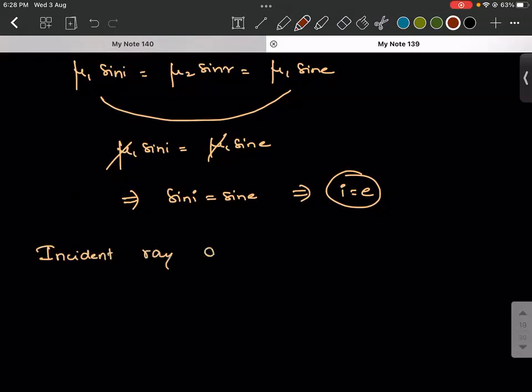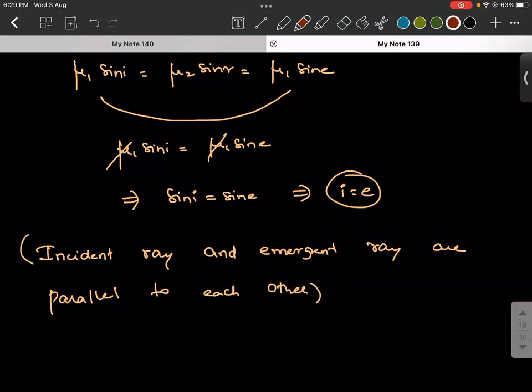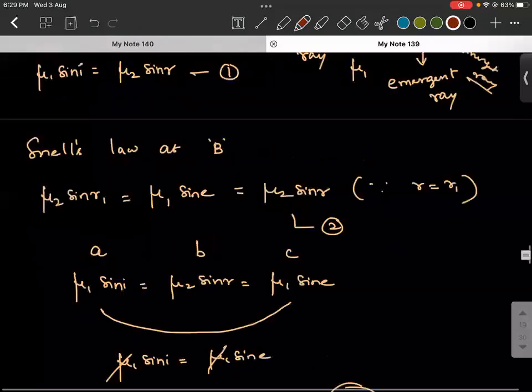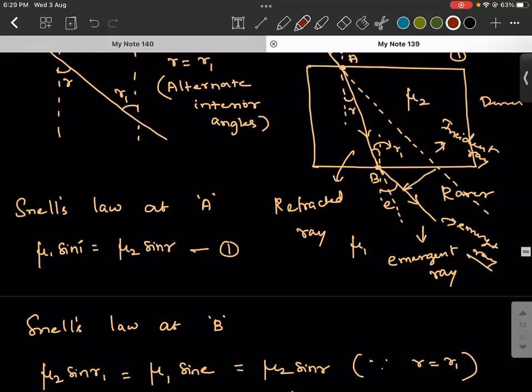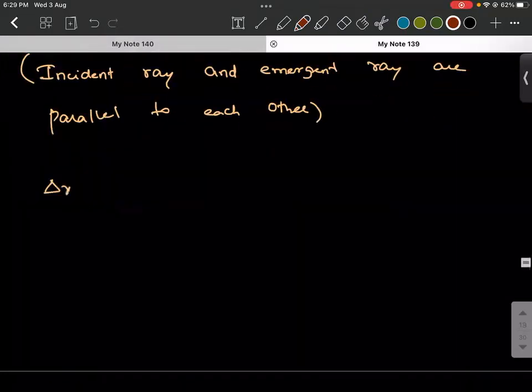incident ray and emergent ray are parallel to each other. Okay. So when they are parallel to each other, what happens is there is a small shift that is taking place, right? The shift that is taking place in the actual path of the incident ray is what is called delta x, where delta x can be called lateral displacement.